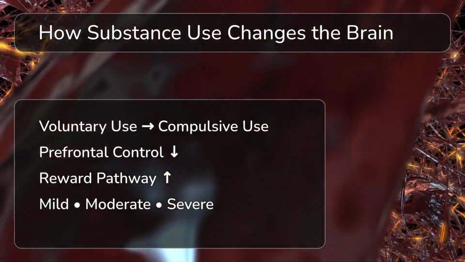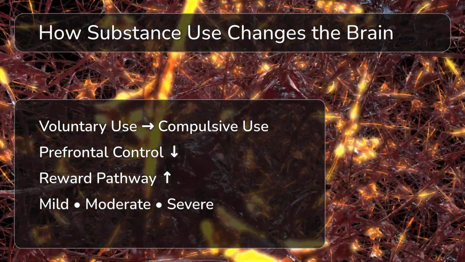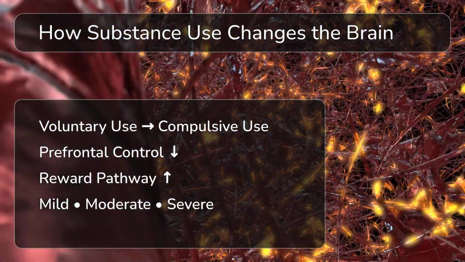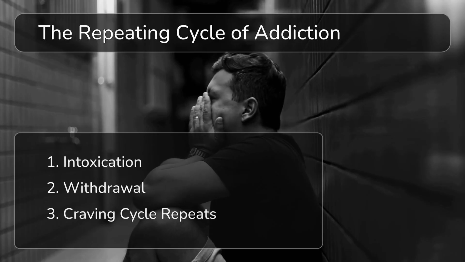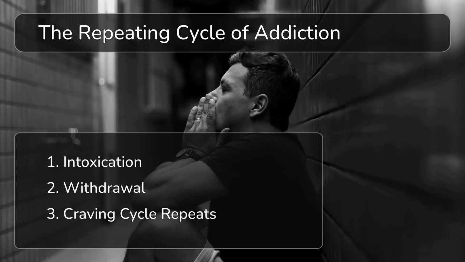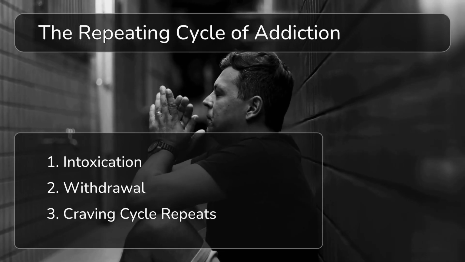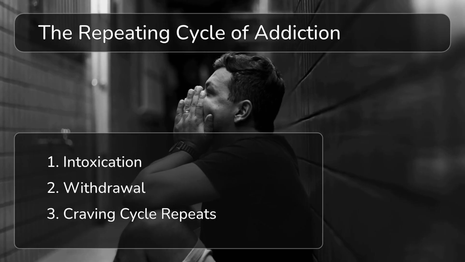Substance use disorder exists on a spectrum. It can be mild, moderate, or severe depending on how many behavioral criteria are present. Severity can change over time. Addiction follows a repeating cycle. Stage 1, binge or intoxication. The person uses the substance. Dopamine increases. The brain links the substance with pleasure. Environmental cues, certain people, places, or emotions begin triggering desire.